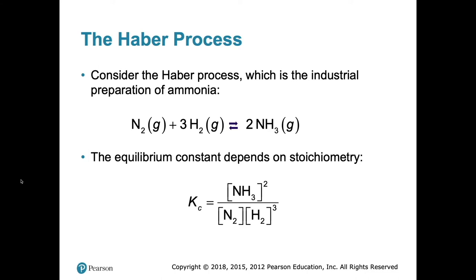Like for the ammonia here, the 2 exponent comes from where? The coefficient that's in front of the ammonia, right? And then the 3 comes from the coefficient in front of the hydrogen, right? And what's the coefficient for the nitrogen gas? 1, exactly, because the coefficient in front of nitrogen is 1, okay? That's the first step to getting a KEQ equation correct, right?